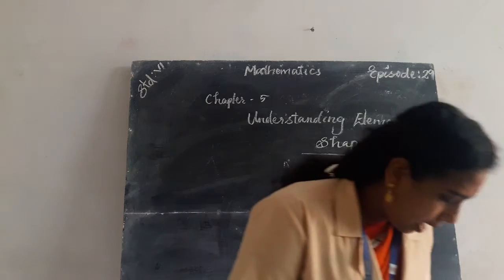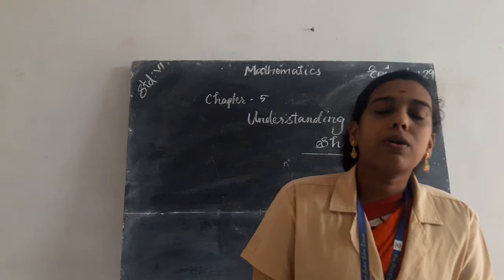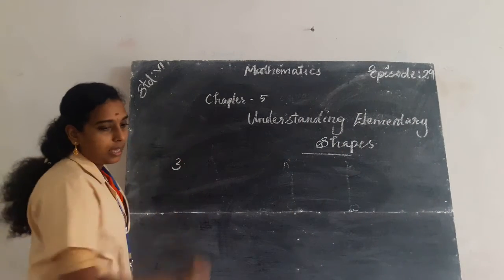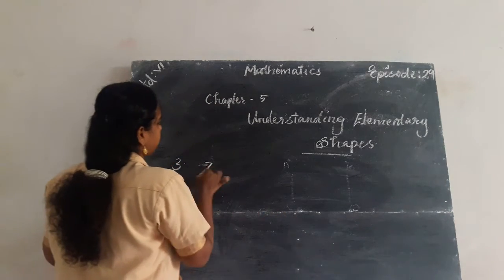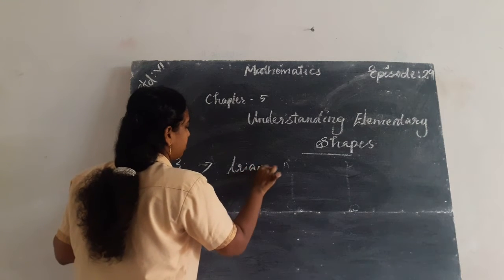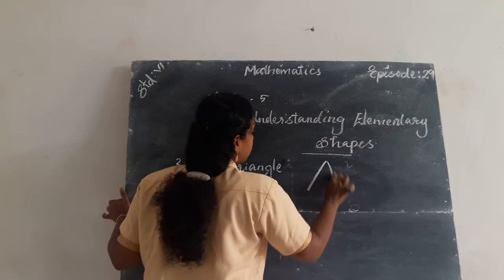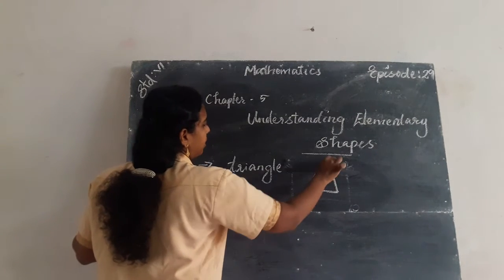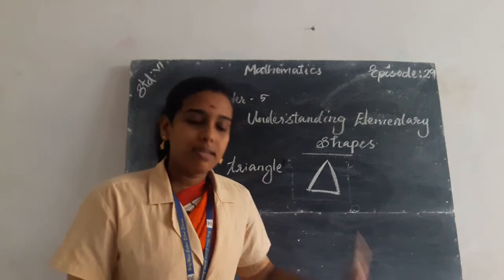And the polygons are classified according to the number of their sides. If the number of sides is 3, then the name of the polygon is triangle. A polygon with 3 sides is called a triangle. You all know about the shape of a triangle. A triangle has 3 sides, 3 edges and 3 vertices.